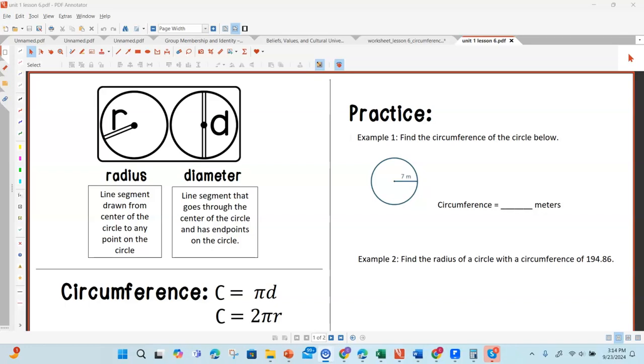Hello, we're going to be working with Lesson 6. Lesson 6 covers circles. We're going to learn about circumference and area.